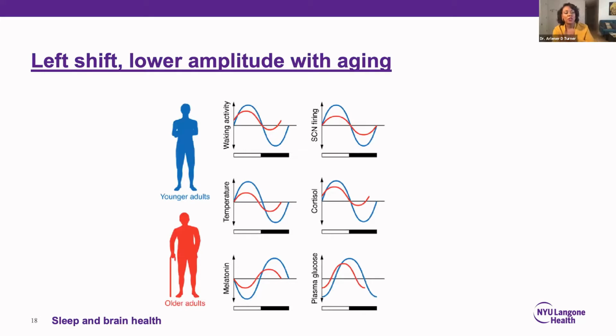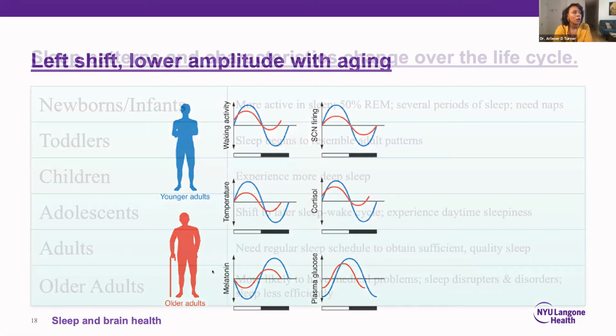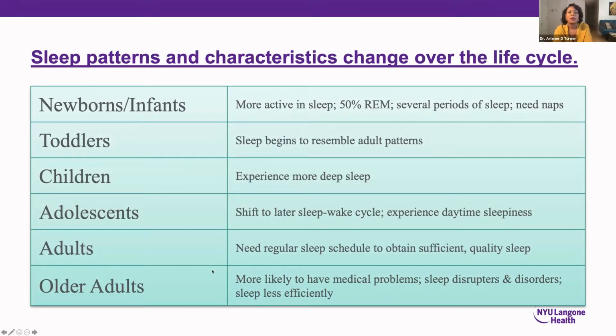And it's not just within sleep. Temperature is one of the things that is most strongly controlled by circadian rhythms. And you can see that in the blue lines here are younger adults, and the red lines are older adults. So you can see these changes across all of these different circadian rhythms here. So what it really boils down to is that the sleep characteristics change over the life cycle.